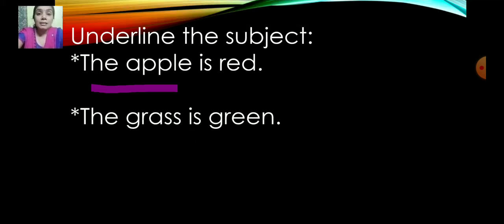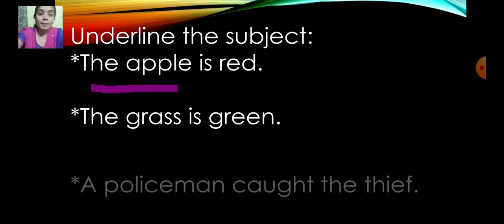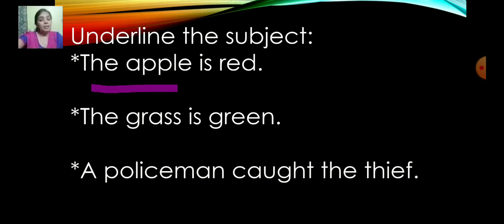The grass is green. A policeman caught the thief. Now you underline. I will wait for you. You cannot take the pen, I can understand, but you can think and keep the answer ready. So number 2 is the grass is green. And the last one is a policeman caught the thief.